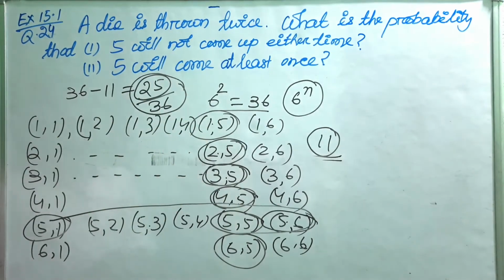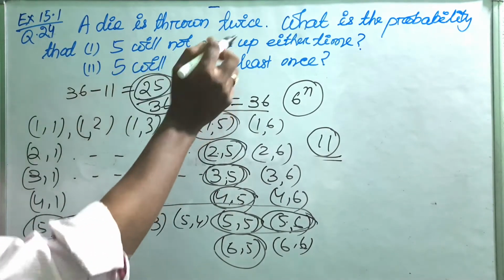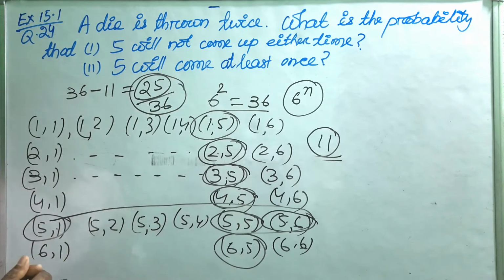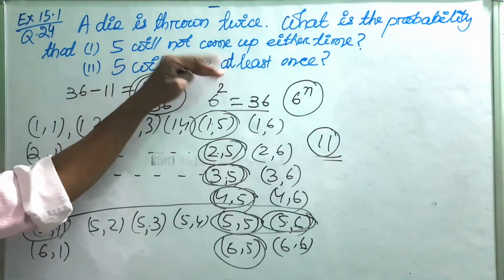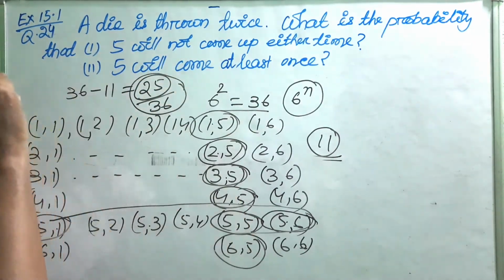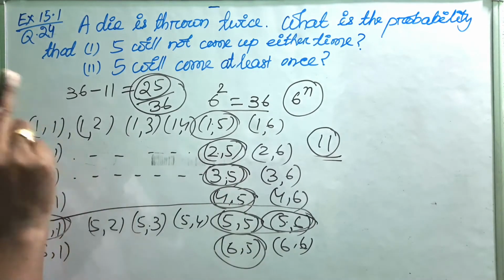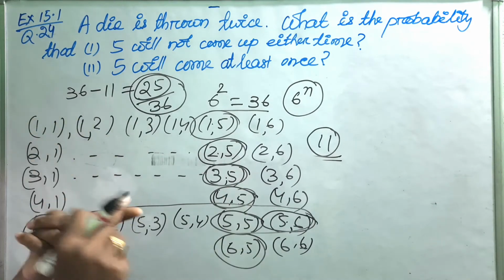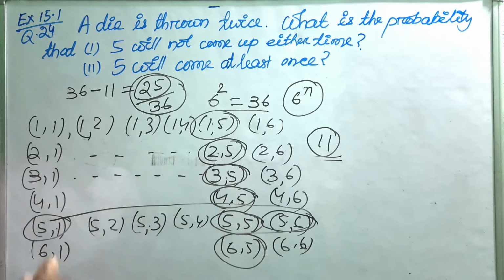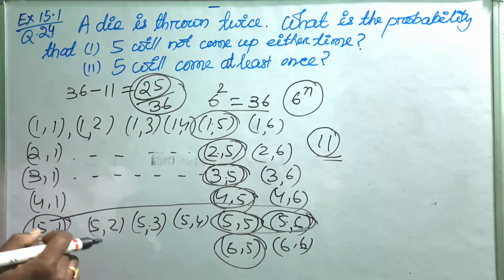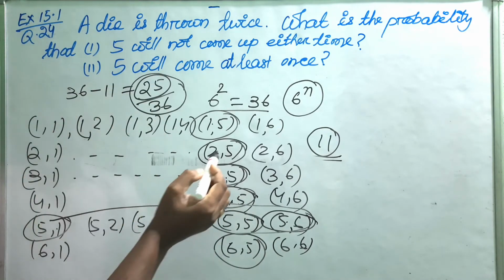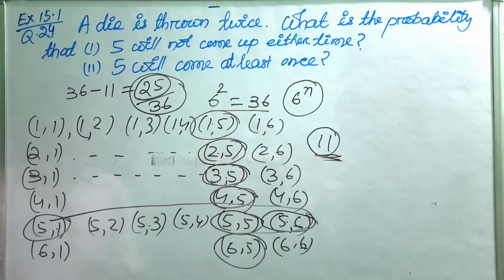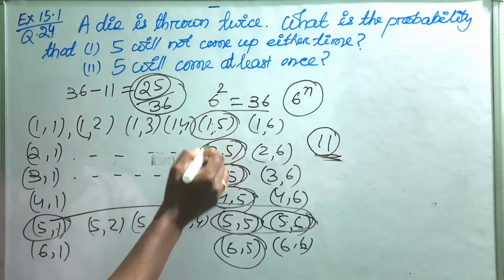Then the second part is, 5 will come up at least once. That means 5 may appear twice, but it should be present on either of the dice. That means 11, the 11 cases in which 5 appears.